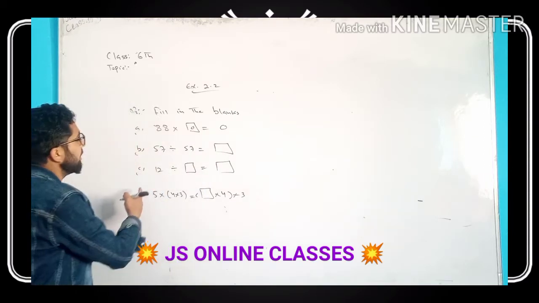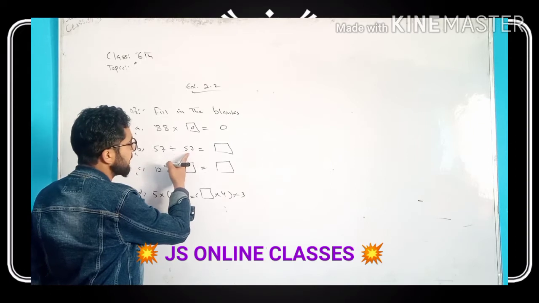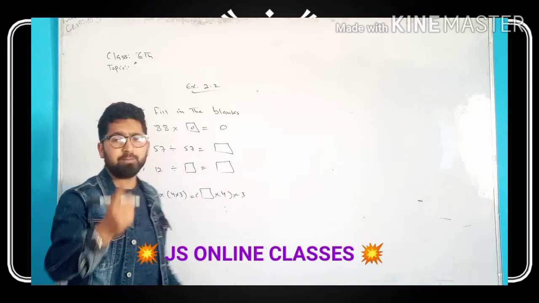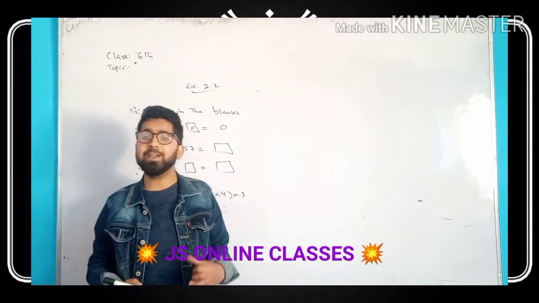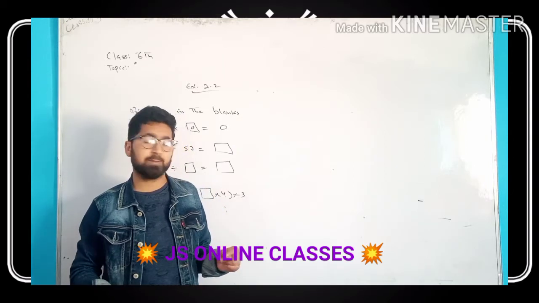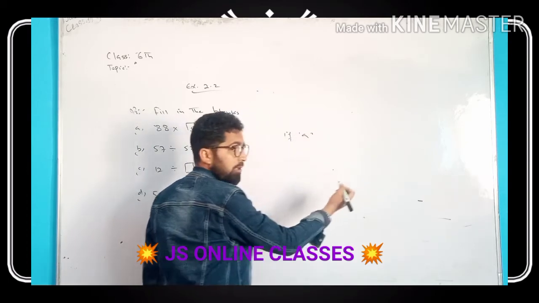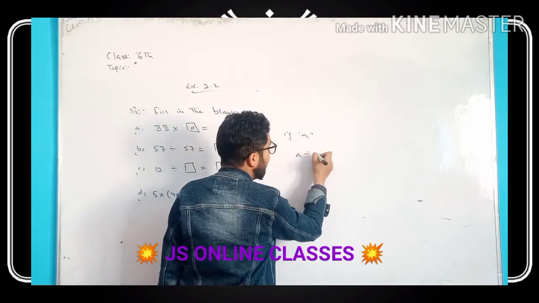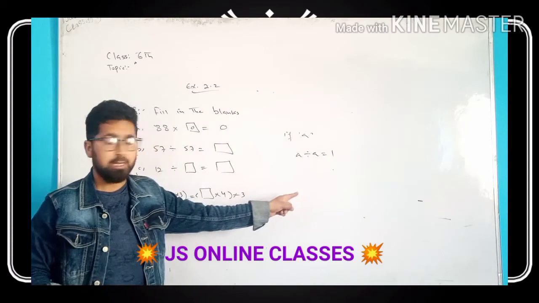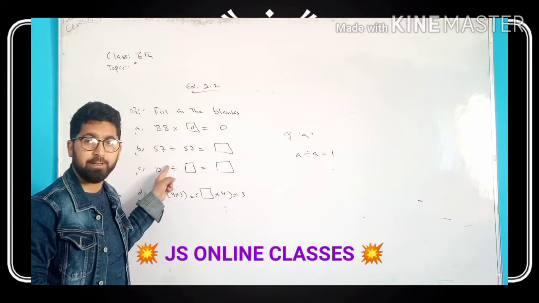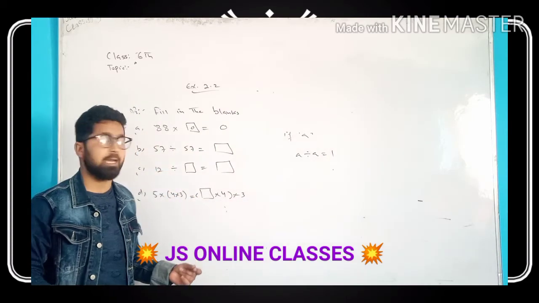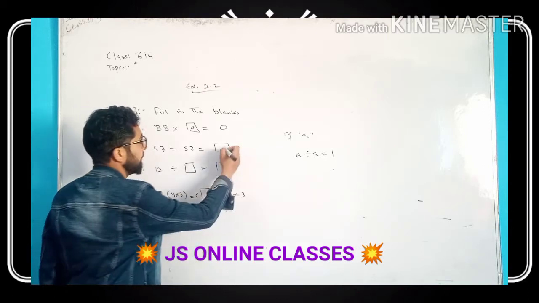So next part, it is 57 divided by 57 equals box. देखो, students, you must know that when we divide a number by itself, we get 1. Remember this point. If a is a whole number, a कोई भी whole number होगा, then a divided by a equals 1. Remember this property. So here we have a whole number 57. So we are going to divide it by 57. So the result is definitely 1.